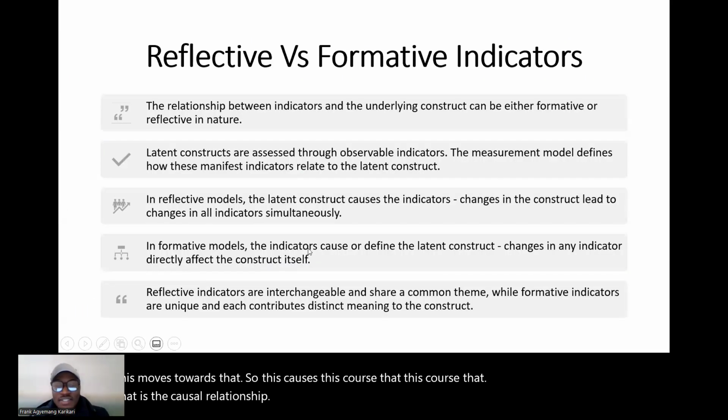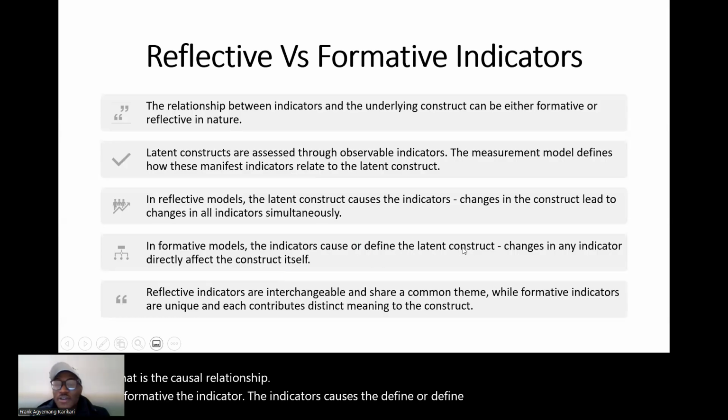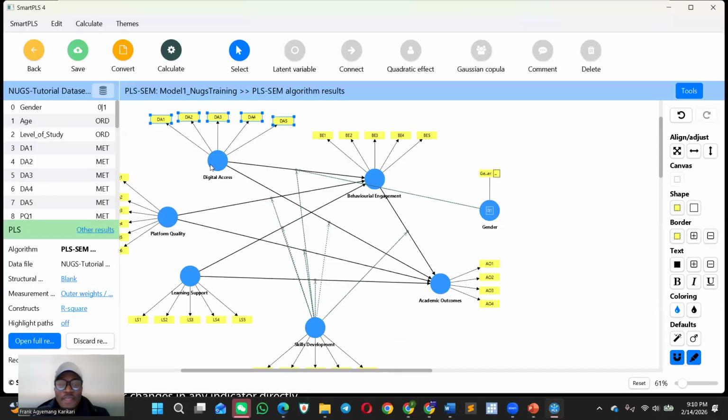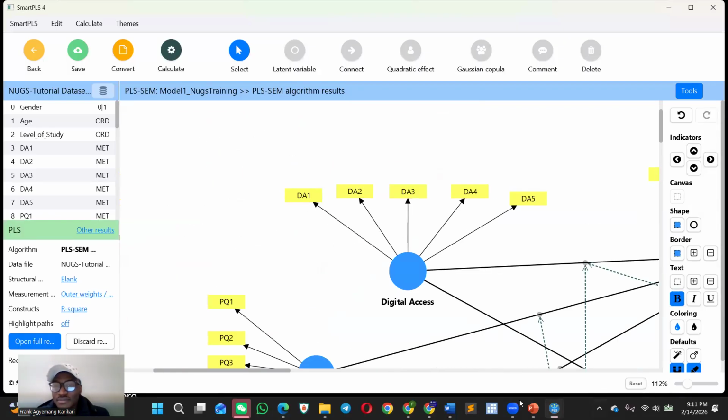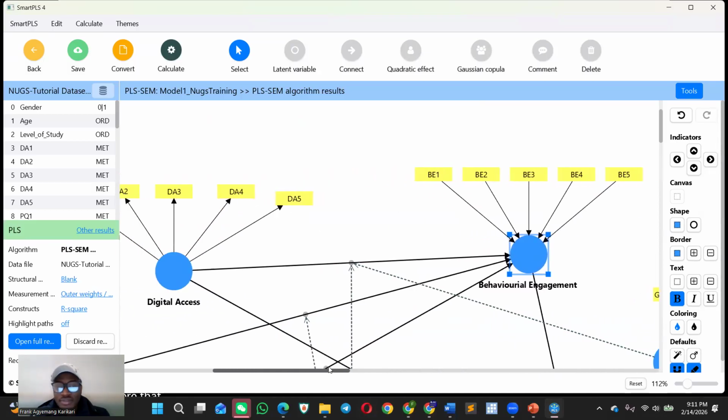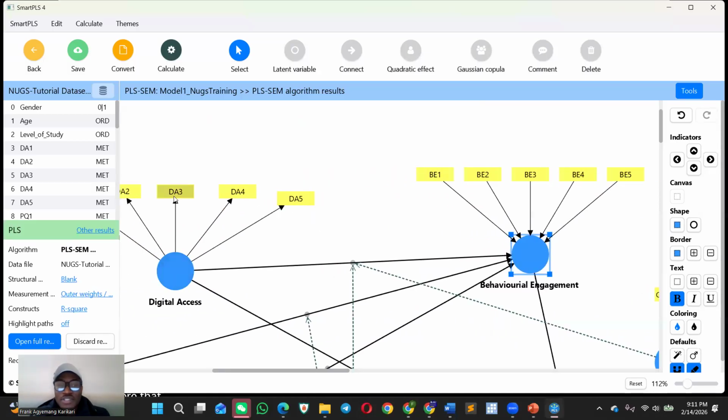In formative models, the indicators define the construct, or changes in any indicator directly affect the construct itself. So with formative, the case is different. The indicators are the ones that cause the construct. So you can see from here that this one is pointing towards that, and this one is pointing towards that. So this is the formative, and then this is the reflective, right?